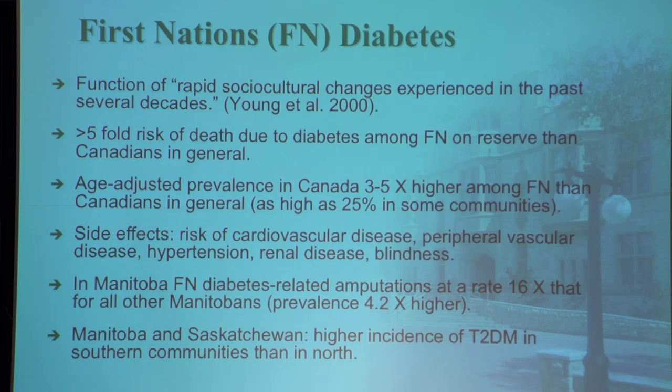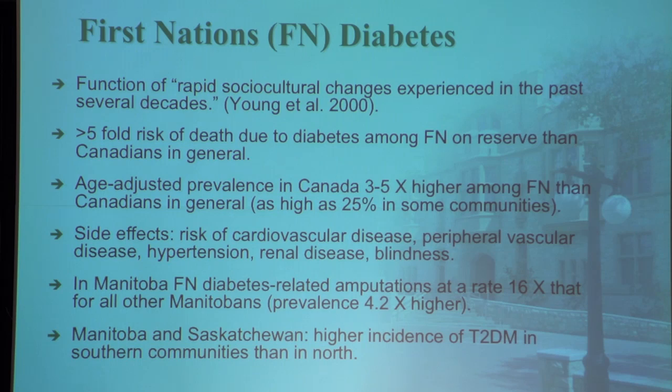one can argue that they are a bellwether or a proxy of what's going on in the Canadian population as a whole. Age-adjusted prevalence in Canada was 3 to 5 times higher among First Nations than Canadians in general, and as high as 25% of the population in some communities, age-adjusted, were victims of diabetes or suffered from diabetes.